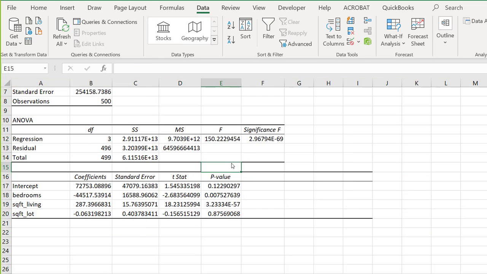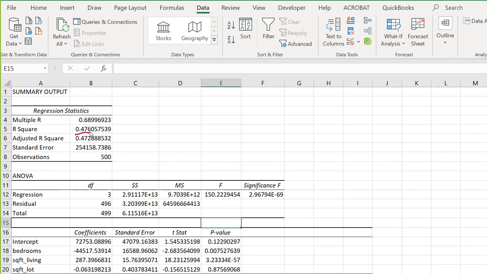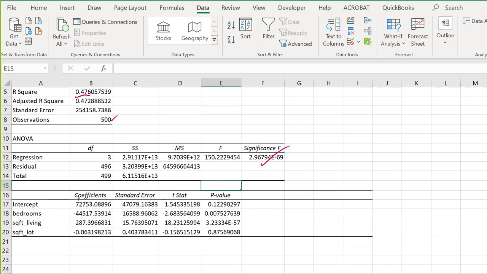Our R-square value looks okay, not great. 500 observations. Significance is good. It's low, very small number. That's good. And then I go back and do my alpha deals again, right? Intercepts and coefficients, Control C.